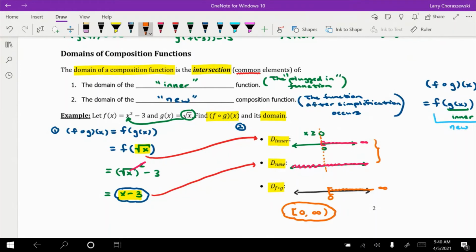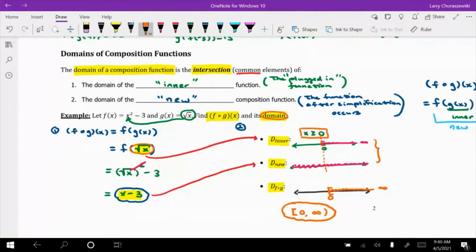Yep, so d inner refers to the square root of x. And in terms of domain, we're only allowed to plug in numbers that are greater than or equal to 0 into the square root of x. So that's how I came up with this. Okay, because anything less than 0 is going to lead to that irrational number, right? The imaginaries, yeah, exactly.